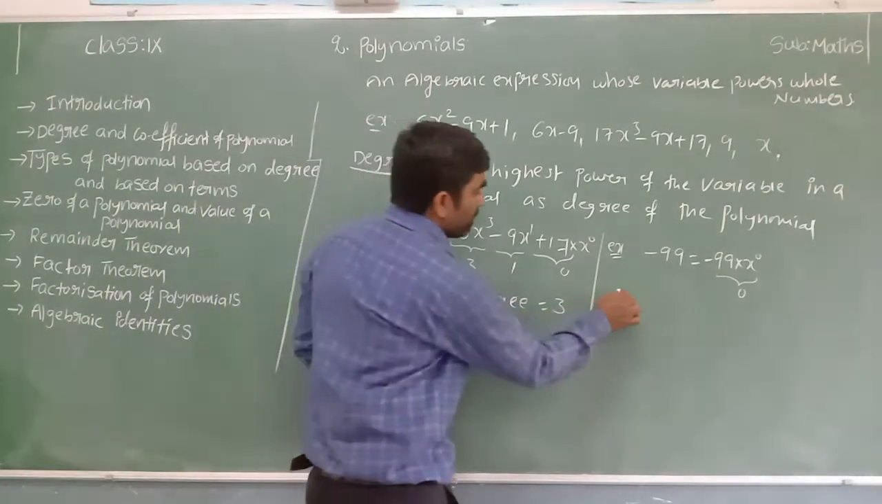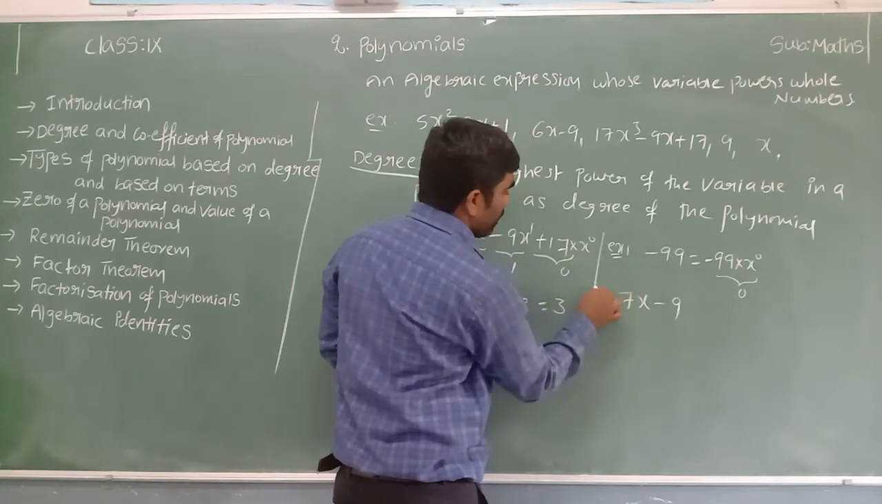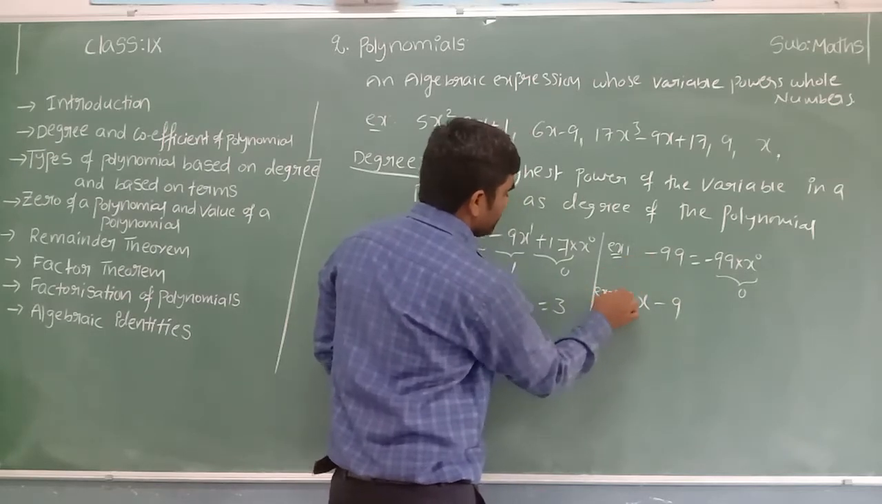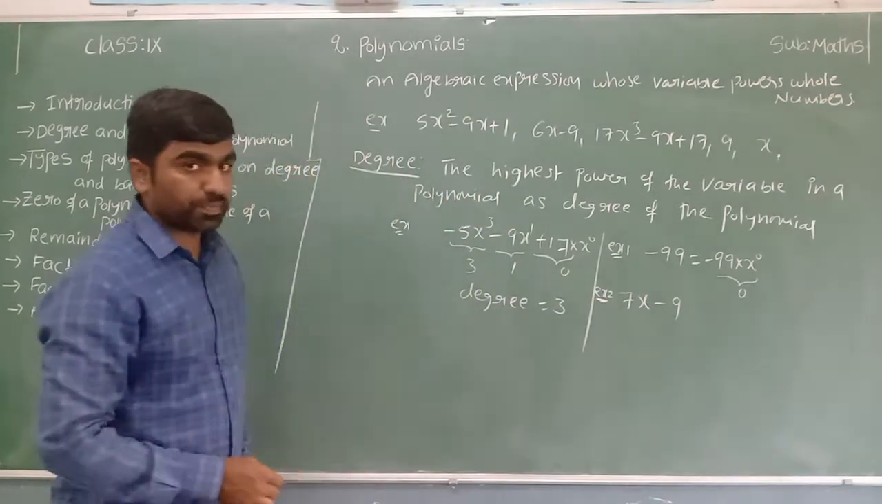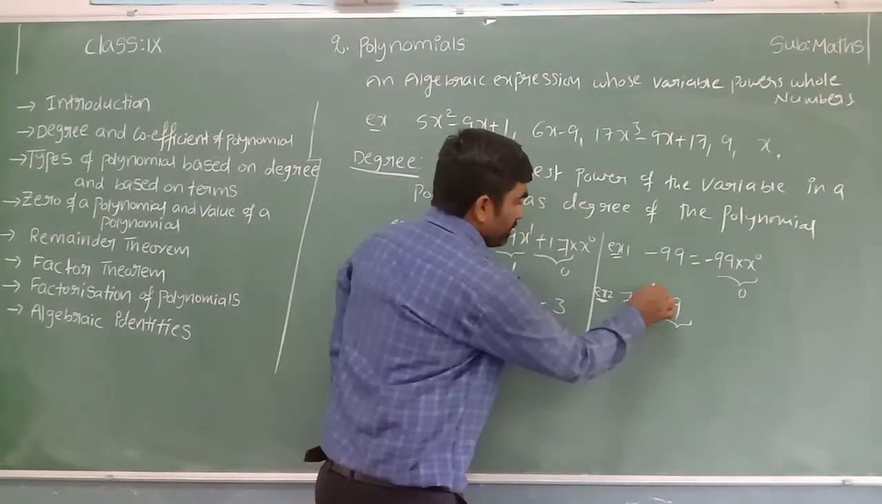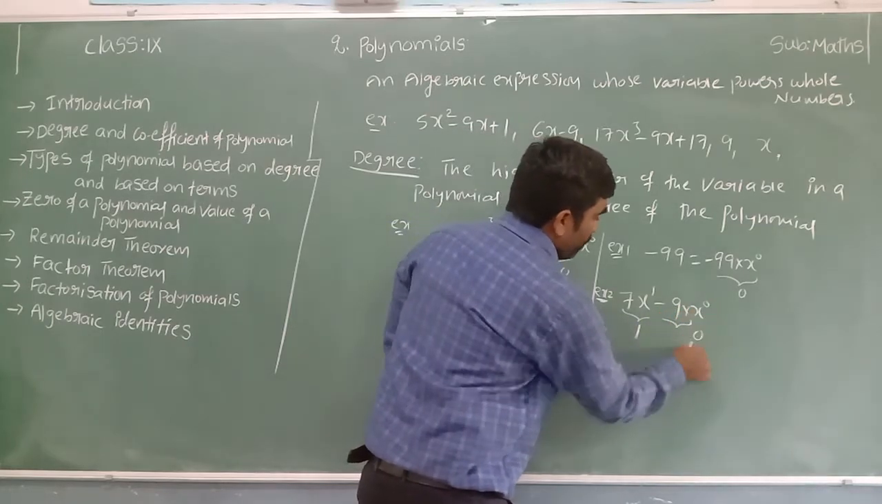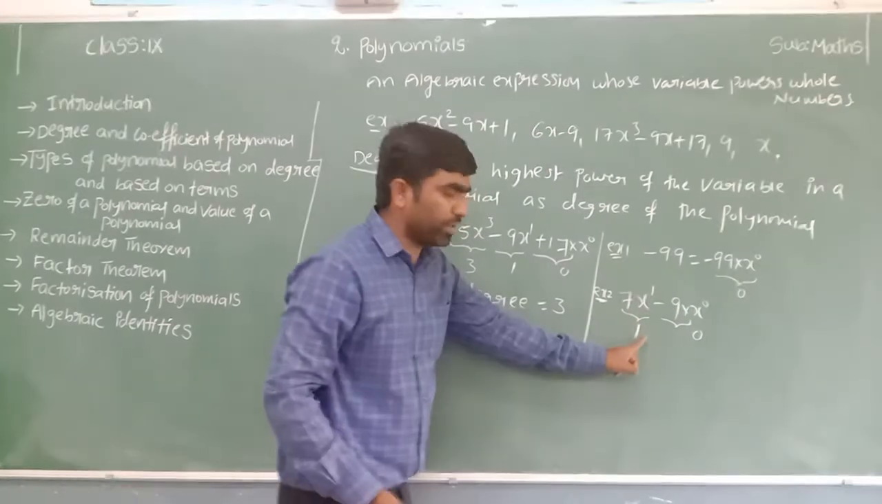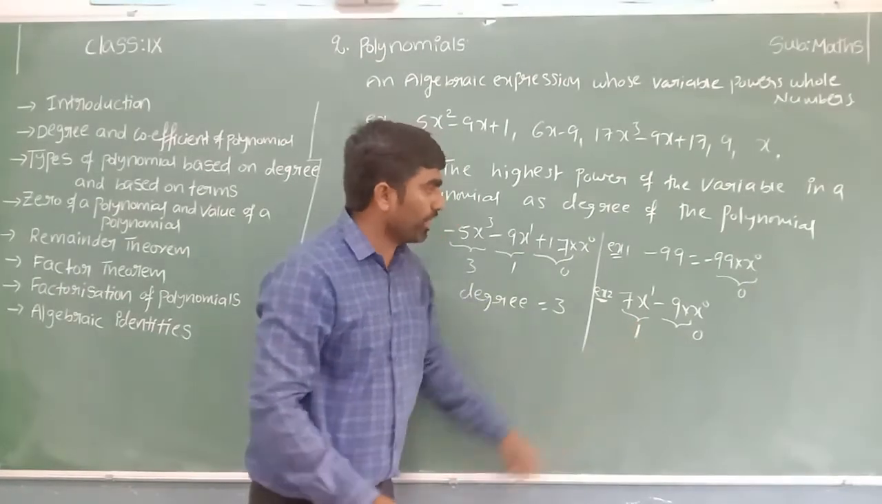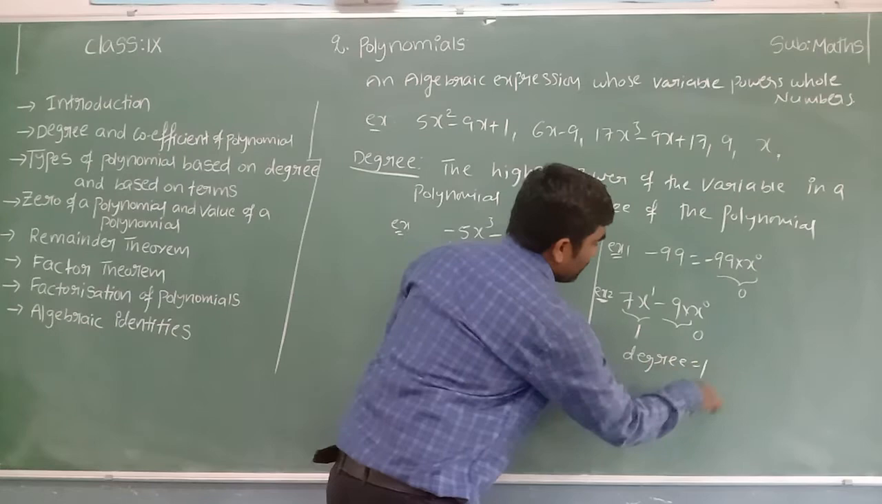Let me take one more example. 7x minus 9. Now tell me, what is the highest power in this? Here you can see two terms. The variable power of the first term is 1. The variable power of the second term is 0. 1 and 0 are whole numbers. It is a polynomial. The highest power is 1. So the highest power is 1. Here the degree is also what? Degree is equal to 1.